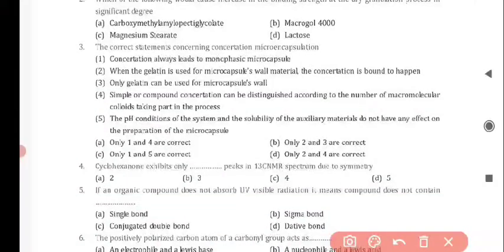Next question is the correct statements concerning coacervation microencapsulation are, and the correct statements among these statements are option 2 and option 4, that is, when the gelatin is used for microcapsule wall material, the coacervation is bound to happen, and simple or compound coacervation can be distinguished according to the number of macromolecular colloids taking part in the process. So option D is correct for this question.